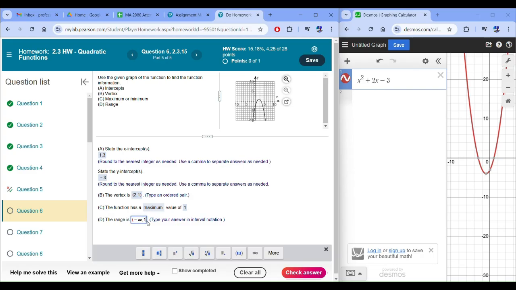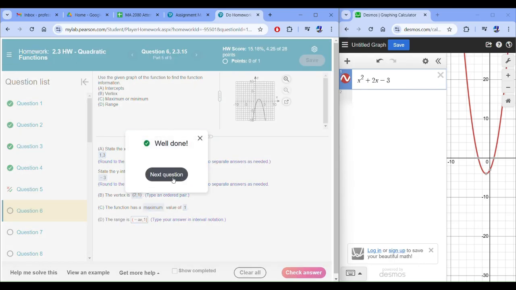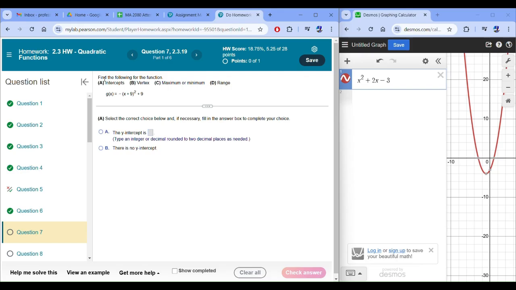This touches, so it gets a hard bracket. Wrong one, that one. There we go. Cool. Moving on. So here, in this function, find the intercepts, the vertex, maximum, minimum, the range.